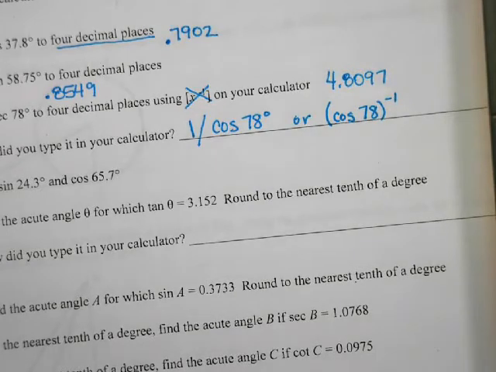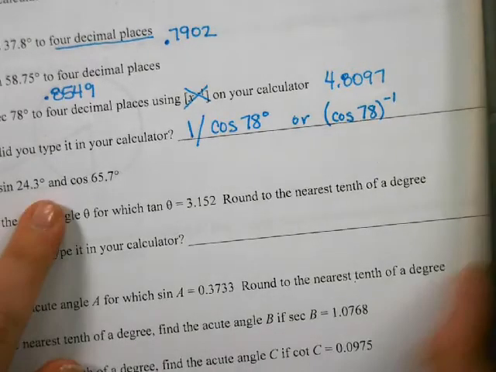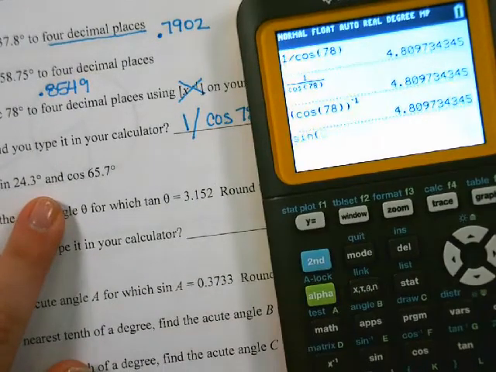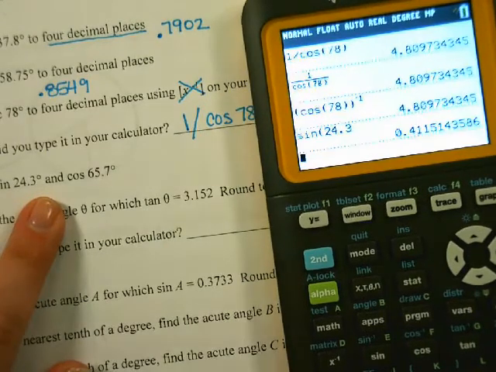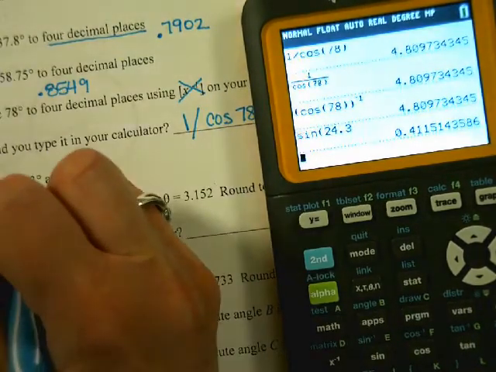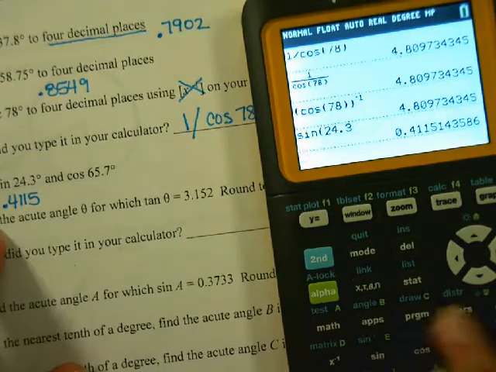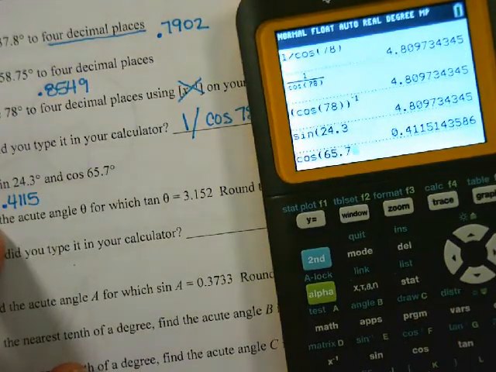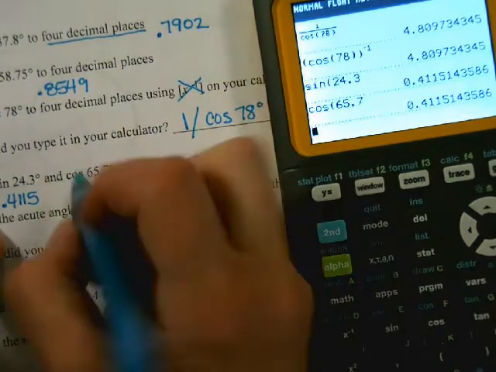All right, number 8 says find the sine of 24.3 and the cosine of 65.7. Do those. Tell me what you notice. Why are they the same? They do. So 0.4115. Remember, they are co-functional.